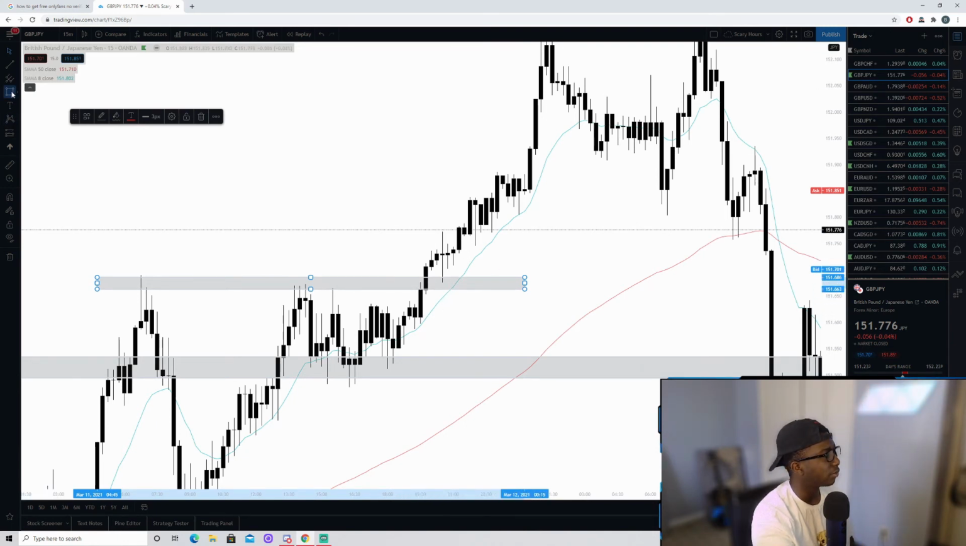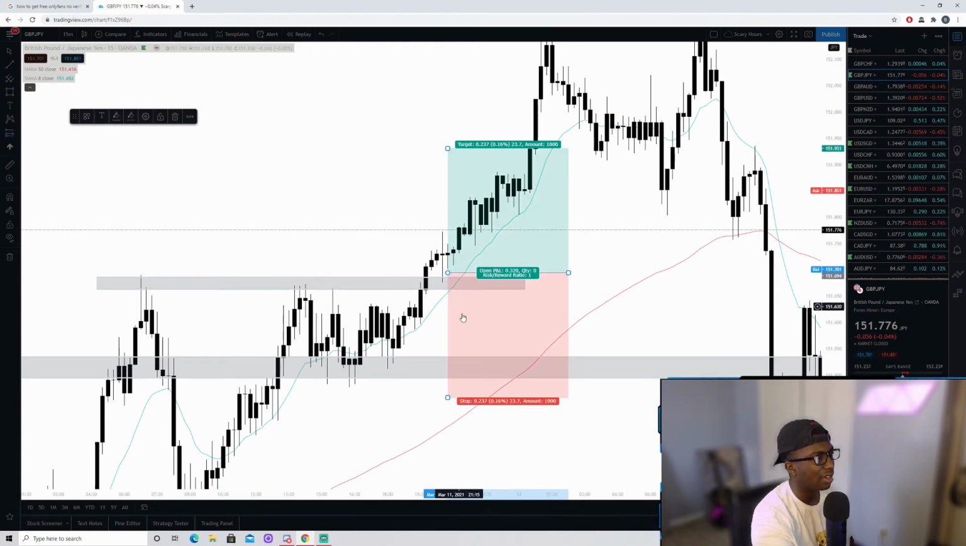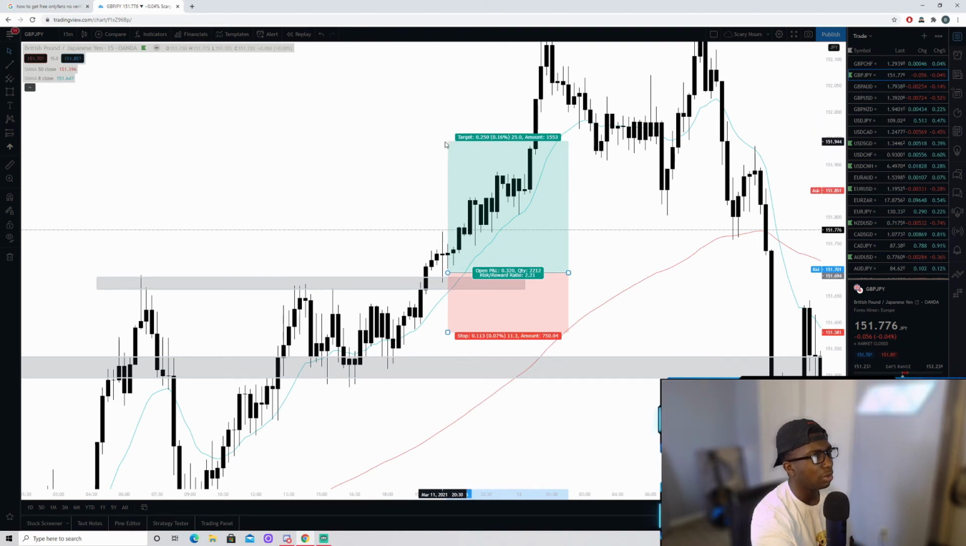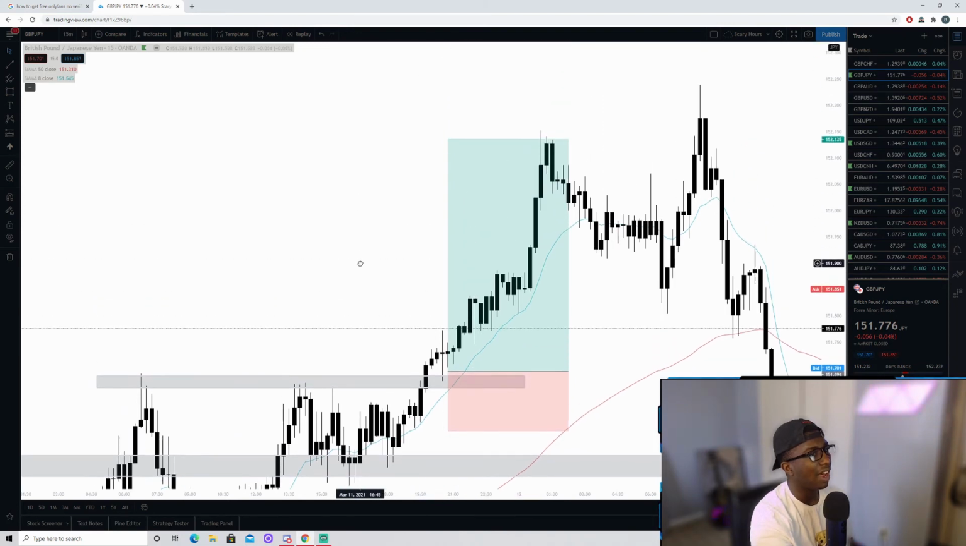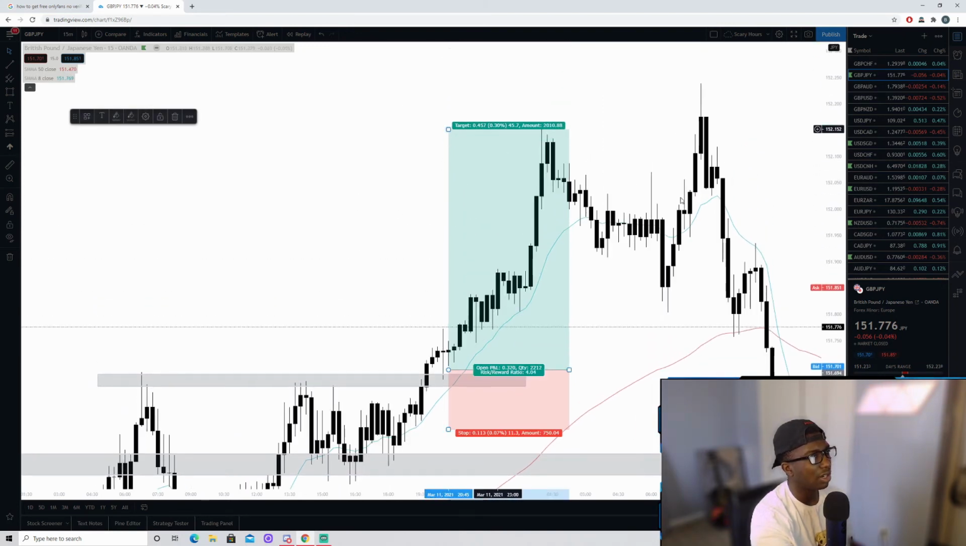So let's say we would have got in like here, a little bit above, and we would have put stops at these lows down here, and we would have got our 1 to 2. We're already at the 1 to 2 and we won. But then you could drag it up even higher, and you could have caught these 40 some pips. But me personally, I probably would have just taken the 1 to 2 and caught my 20 pips, and that's cool.